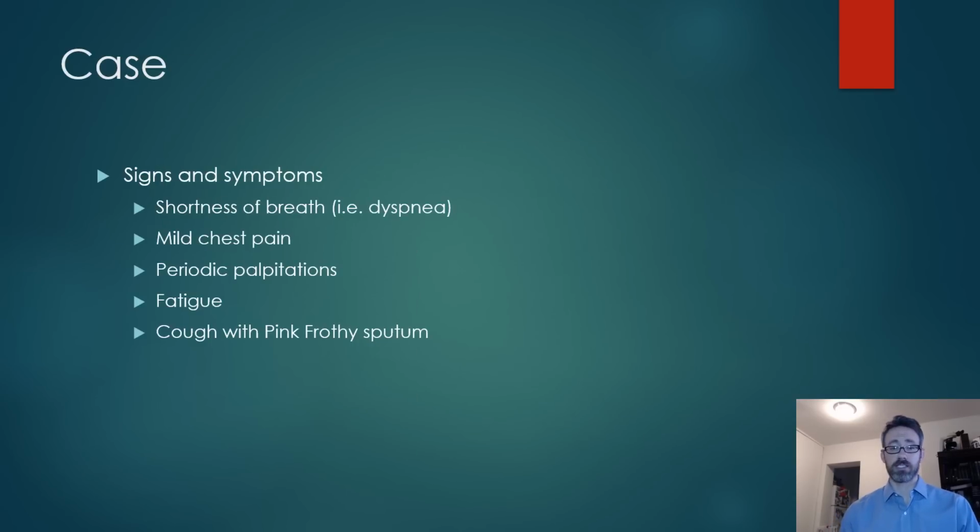So coming back to the case, in terms of signs and symptoms, remember, this is the case I started with on the second slide. The signs and symptoms for this patient, again, I want you guys to work through this. This patient had shortness of breath, so they had dyspnea, okay? Mild chest pain, periodic palpitations, fatigue, and they had a cough with pink frothy sputum. So I want you guys to take that information, in context of what you saw with the other slide, and come up with a lot more questions that you want to know about this particular case, okay?